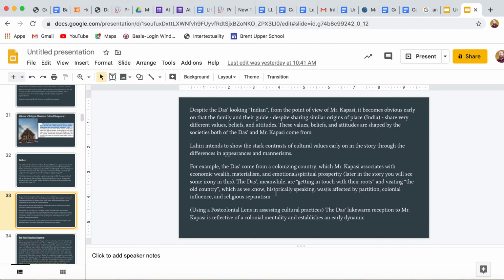We're still kind of keeping with this colonial perspective. But we're also looking at it through the ways in which characters interact with one another based on their cultural differences. Okay, and speaking of, here we go, post-colonialist lens, right? When we're assessing cultural practices, the Das's lukewarm reception to Mr. Kapasi is reflective of a colonial mentality and establishes an earlier dynamic, right? Obviously, they don't have the same history per se because one lives in another country, so their mannerisms and attitudes have been shaped by the society that they come from. And because of that, there really is a clear difference in how they approach people and a sense of respect and cultural attitudes in general.